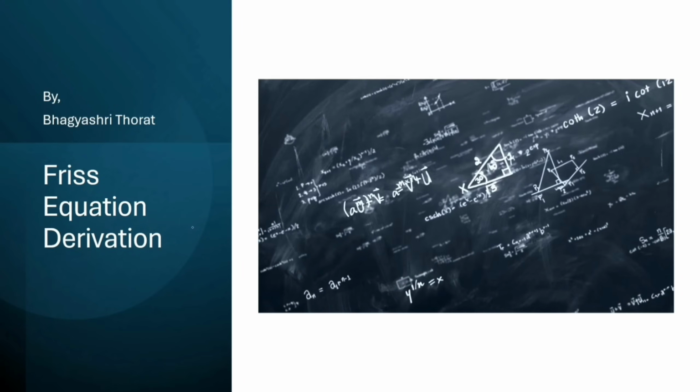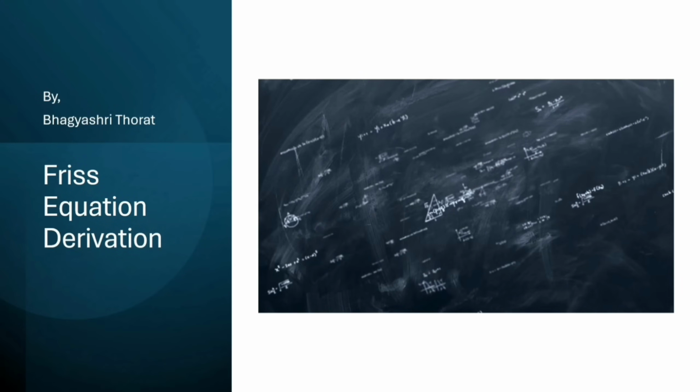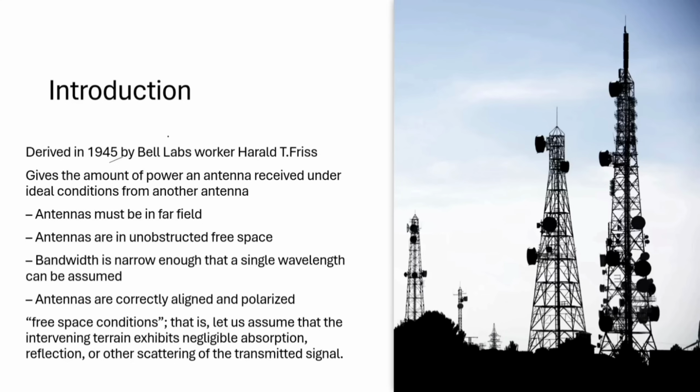Today we are going to learn the Friis equation for antenna. The Friis equation was derived in 1945 by Bell Labs worker Harold T. Friis. That's why it is called the Friis equation. Friis gave us a derivation which gives the received antenna power under ideal conditions from another antenna.